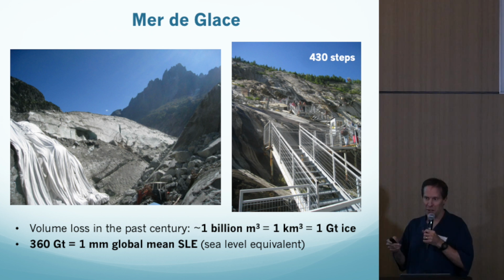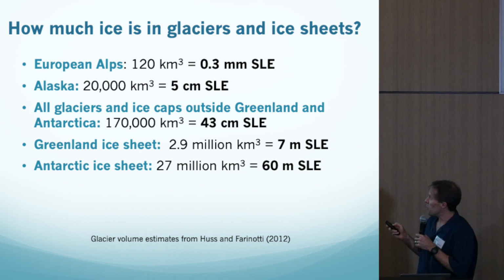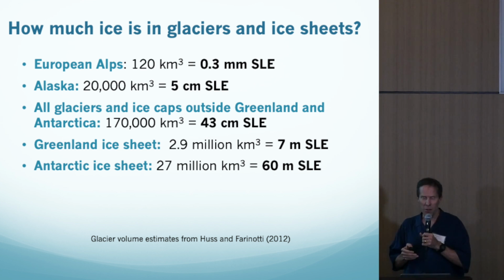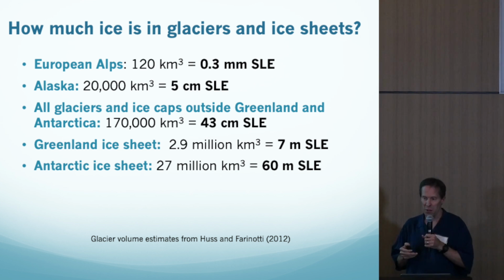Smaller glaciers are adding a similar amount, and as I said, ocean thermal expansion is adding a similar amount. If you took all the ice in the Alps and melted it, which we're in the process of doing over the next few decades, you would raise sea level by only about 1/3 of a millimeter. But there's a lot more glacial ice in other places of the Earth, like the Arctic. So Alaska has about 5 centimeters worth. And all the glaciers and ice caps outside Greenland and Antarctica comes up to close to 1/2 meter.